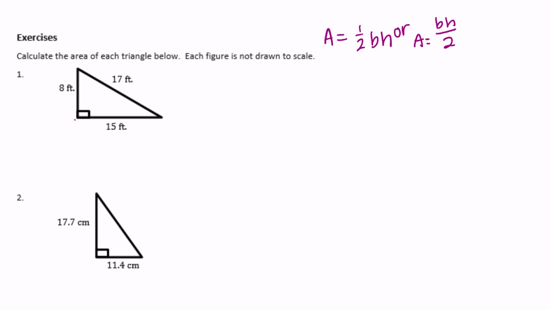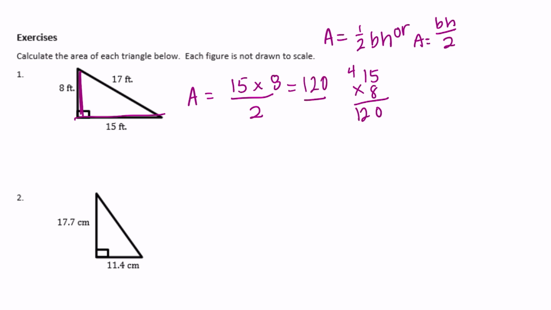So here we have a base of 15 times a height of 8, and we're going to divide that by 2. So the 17 here, we don't need to use that. We don't need to do anything with it. So 15 times 8 would be, 8 times 5 is 40, carry the 4, 8 times 1 is 8, plus 4 is 12. So we get 120 divided by 2, and 120 divided by 2 would be 60. So we get 60 feet squared as the area here.